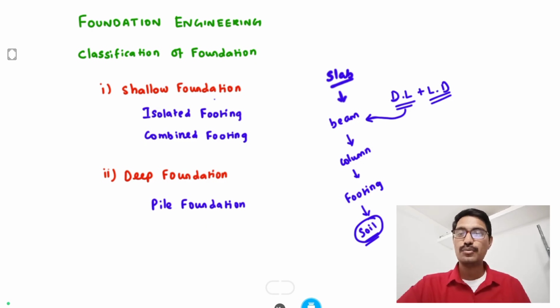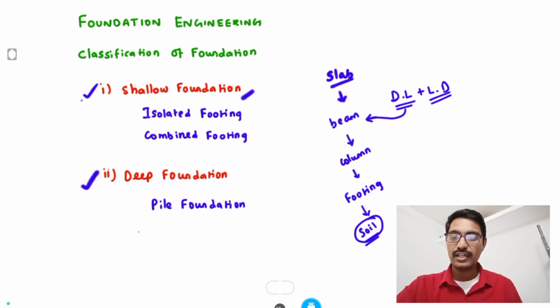Based on the depth, we go for two types of foundation: shallow foundation and deep foundation. Whenever the bearing capacity of soil is more, we go for shallow foundation. Shallow foundation is nothing but the foundation laid at a shallow depth.